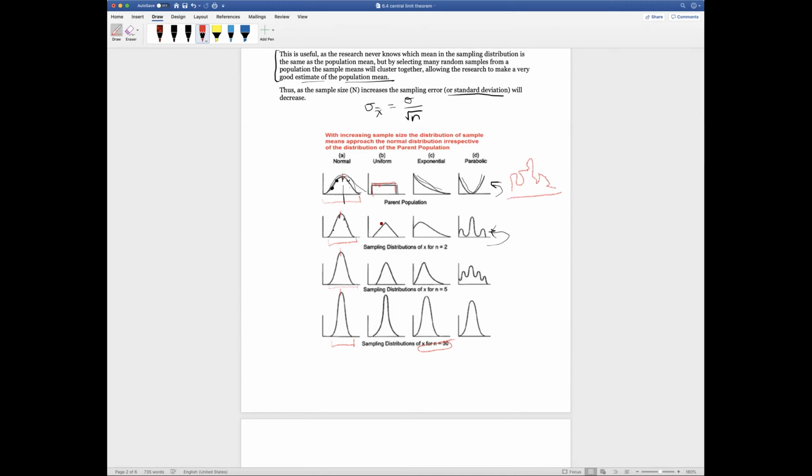I pull off another 2 values, I take the mean and plot it. Well, we get something that's triangular in shape. It doesn't look normal. But notice the mean doesn't change for all of these. It's still the population mean.